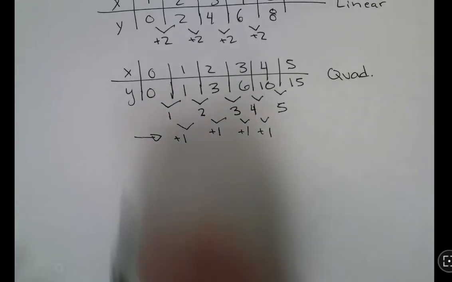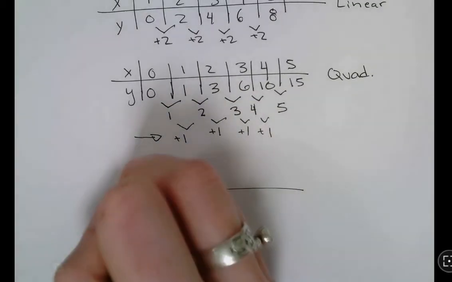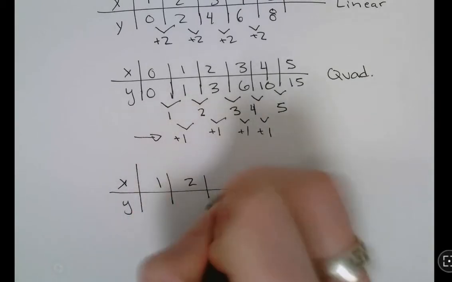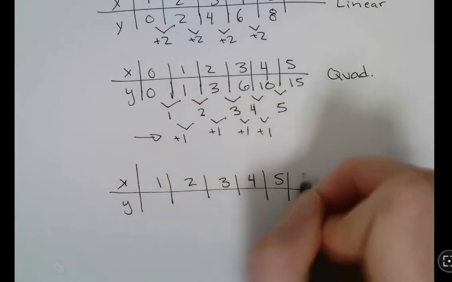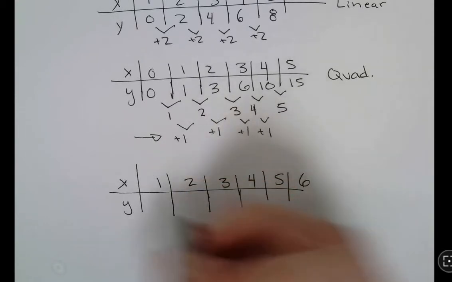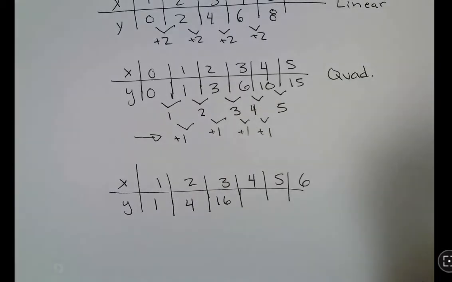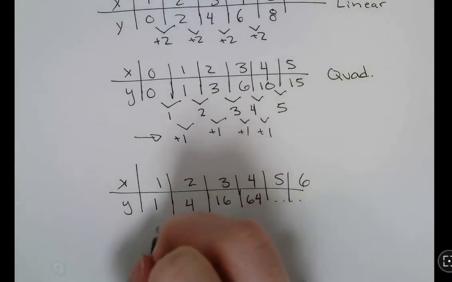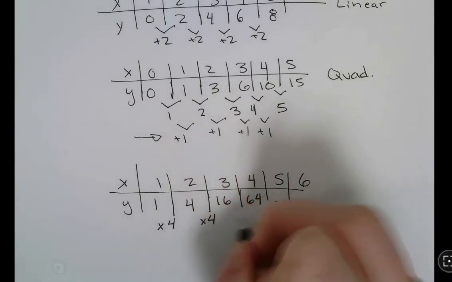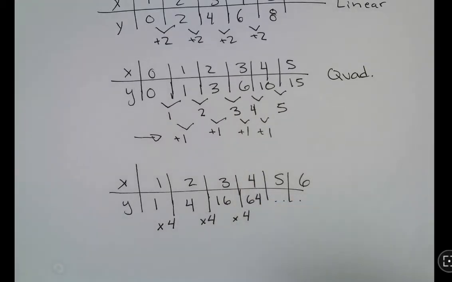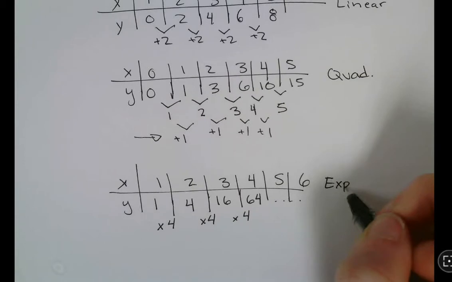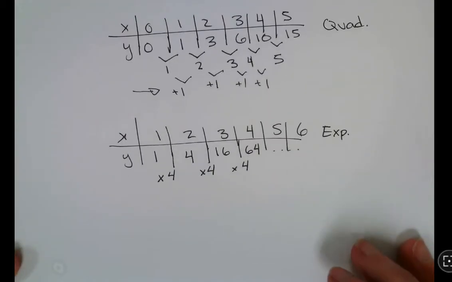Exponential now, if it's beautiful, perfect data, 1, 2, 3, 4, 5, 6. We'll say we start at 1, then we're at 4, then we're at 16, then we're at 64, on and on and on. Those get big. Well, here, times 4, times 4, times 4. So if you can see a pattern here where you see multiplication, it's multiplying by 4 each time here, this is going to be that exponential. But this isn't always going to be super nice.